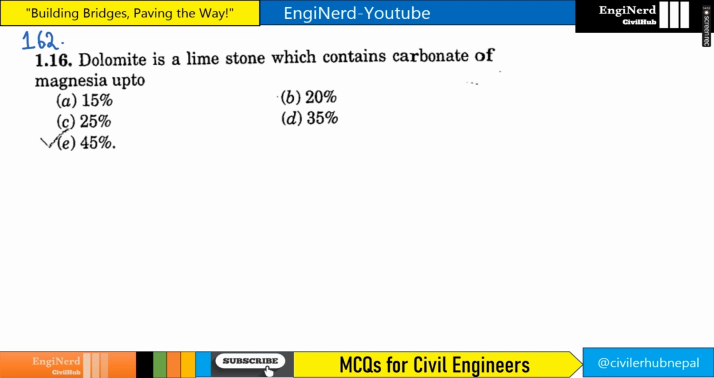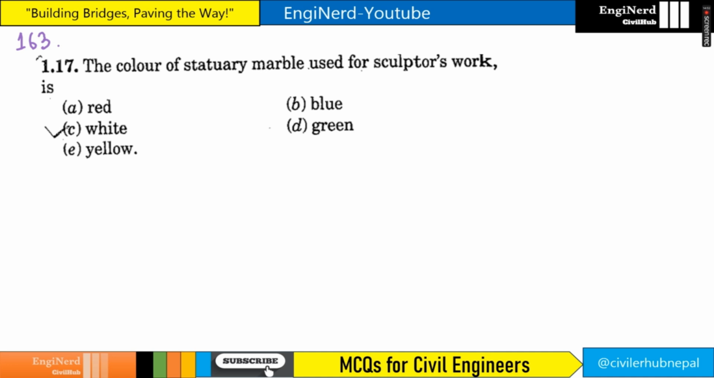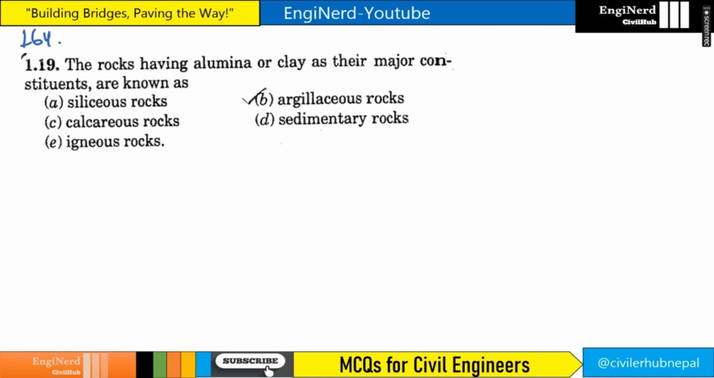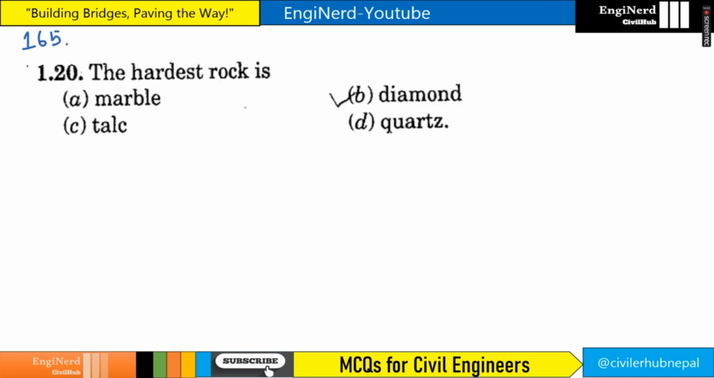Next question, dolomite is a limestone which contains carbonate of magnesia up to 45%, right? So dolomite is CaCO3.MgCO3, right? The color of statuary marble used for sculpture work is white. The rocks having alumina or clay as their major constituent are known as argillaceous rock, right? Chemical classification.